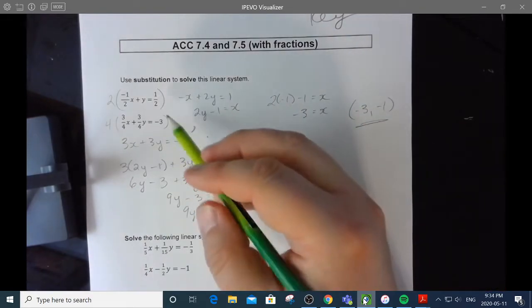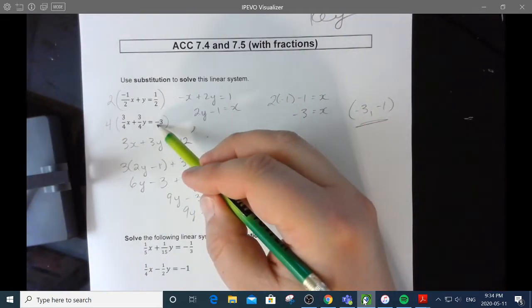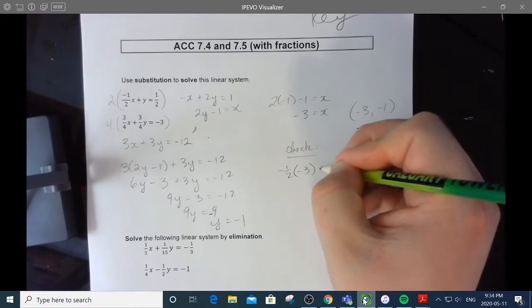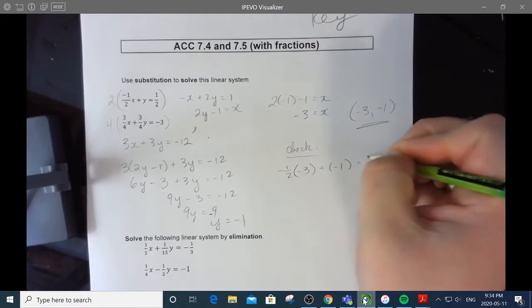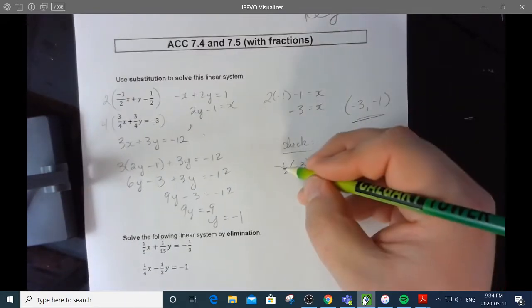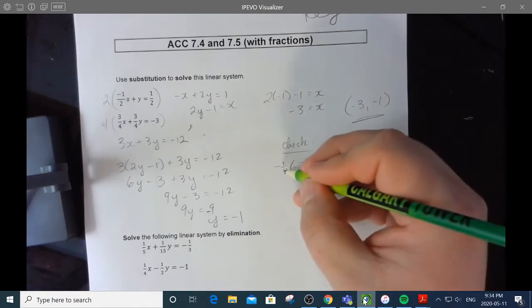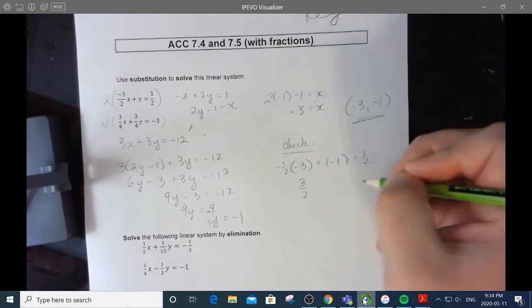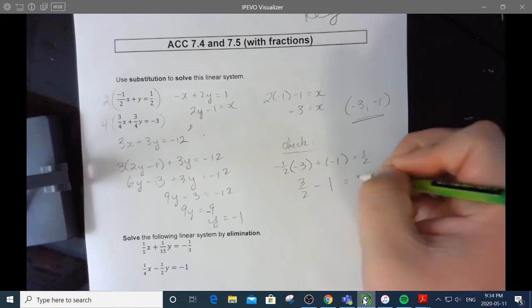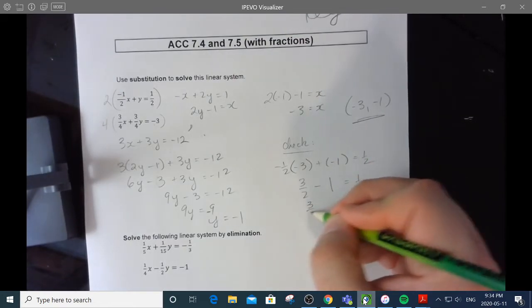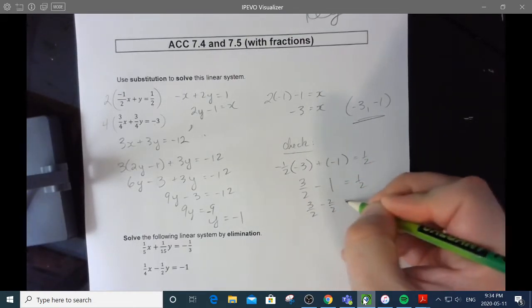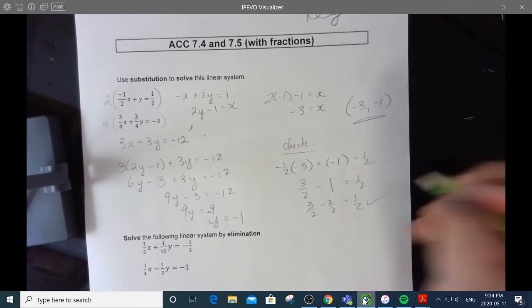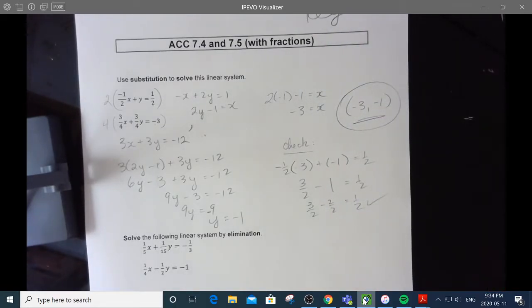Okay, since I used this equation, I'll use that one. So negative 1/2 of negative 3 plus negative 1 should equal 1/2. A negative times a negative is a positive, and a half of 3 is 3/2. And I can just write that as minus 1. And think of 1, if you like, as 2/2. And as you can see, 3/2 minus 2/2 is 1/2. So yep, that is the right answer.